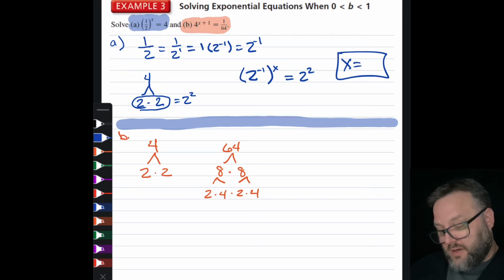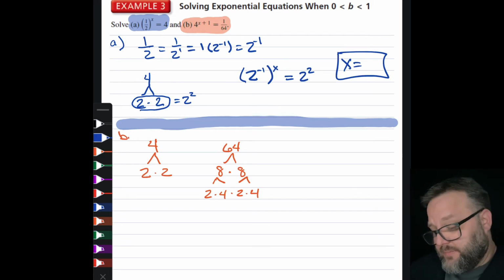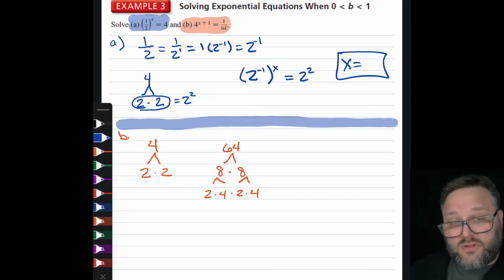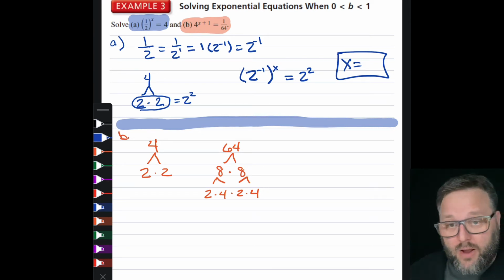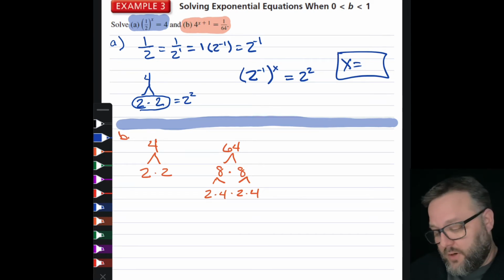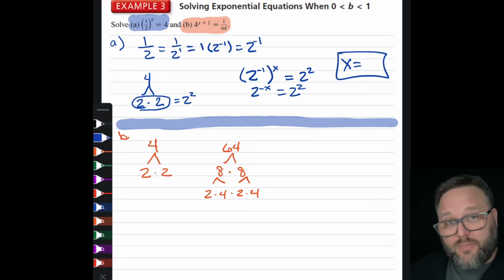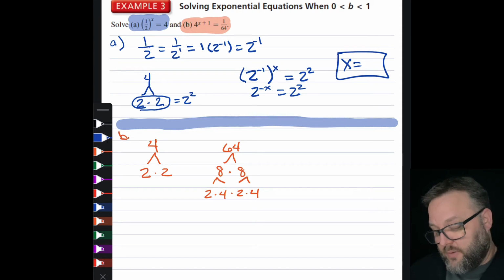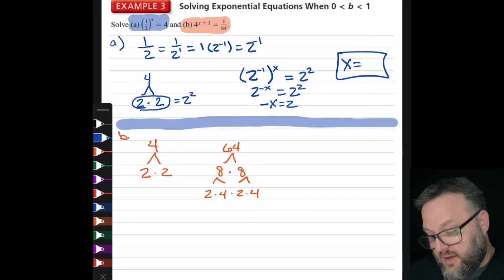Now here, I still got to simplify a little bit, and I have 2 to the negative first times x. Well, power to power rule says I multiply that negative 1 and x. That's going to give me 2 to the negative x, and that's going to be equal to 2 squared. So really, what I'm solving, since my bases are now the same, is the opposite of x is equal to 2, and the opposite of x is, in this case, negative 2.